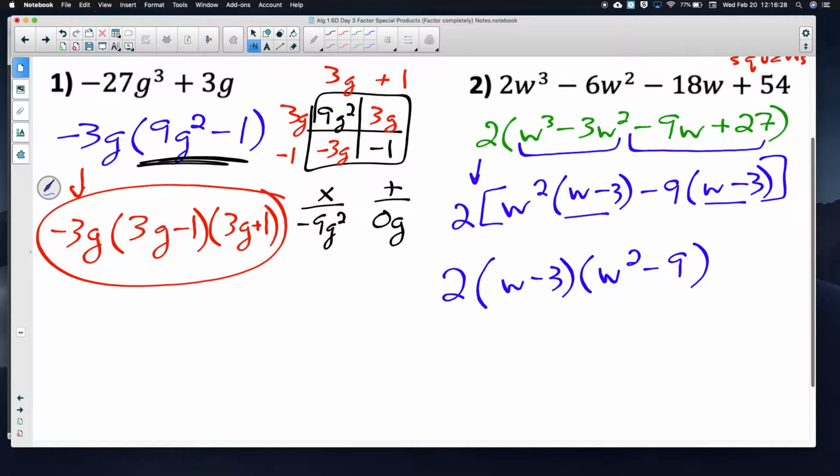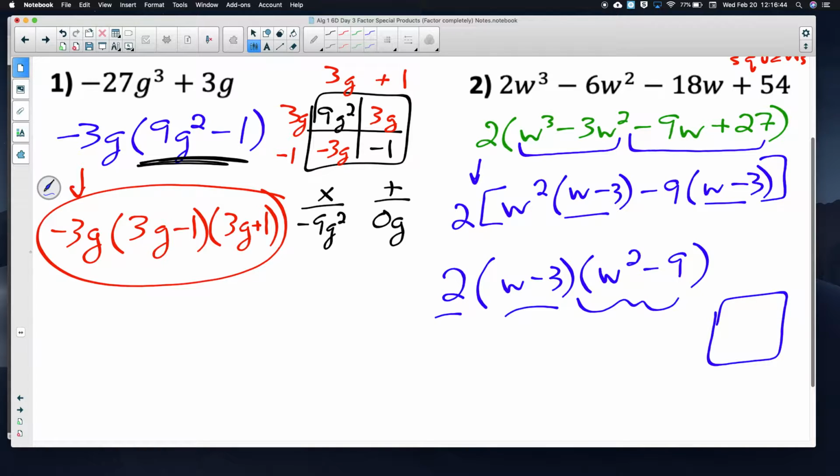But here's where I got to stop, and this is where it gets a little tricky because you always got to make sure you're done. I can't factor anything else out of the 2. I can't factor anything out of w minus 3. But w squared minus 9, that's a difference of 2 squares.